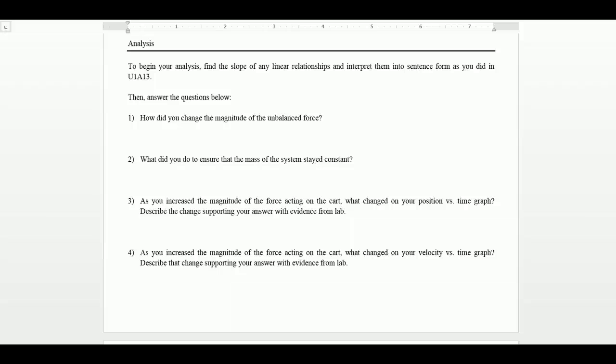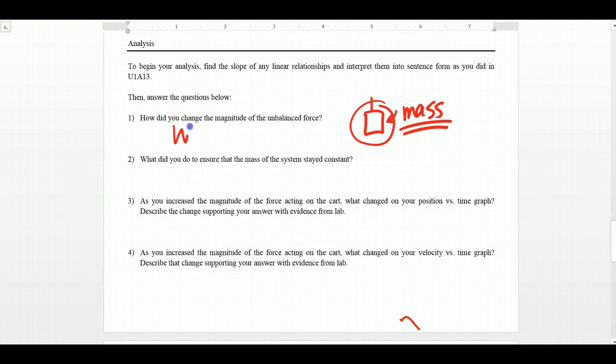Okay, so let's talk about the analysis questions. The first question was, how did you change the magnitude of unbalanced force? Remember that the unbalanced force was the Earth pulling on that mass hanging at the bottom. So to change that amount of unbalanced force, think about how we increased the Earth's force. Remember, we calculated it using weight equals 9.8 meters per second squared times mass, because we were talking about Earth. So if we change this amount of mass, we will then change the amount of weight.